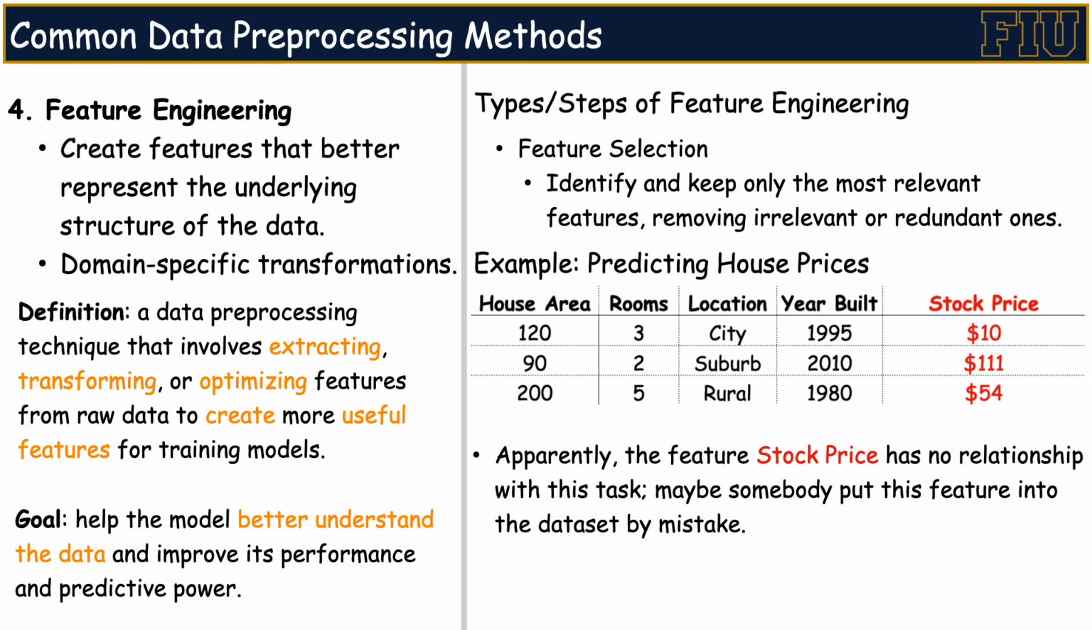While stock prices might influence the real estate market in certain situations, in this dataset, we have no context for what these numbers represent. If we include this feature in the training process, the machine will waste significant resources trying to find meaningless patterns. Therefore, in this example, we should remove the stock price feature entirely to avoid unnecessary computation and noise in the model.